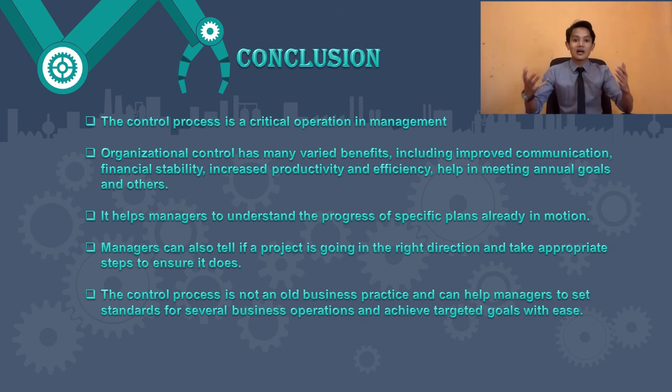Finally, I can conclude that the control process is a critical operation in management. Organizational control has many varied benefits, including improved communications, financial stability, increased productivity and efficiency, help in meeting annual goals, and others. It helps managers to understand that progress of specific plans is already in motion. Managers can also tell if the project is going in the right direction and take appropriate steps to ensure it does. The control process is not an old business practice and can help managers to set standards for several business operations and achieve targeted goals with more ease.